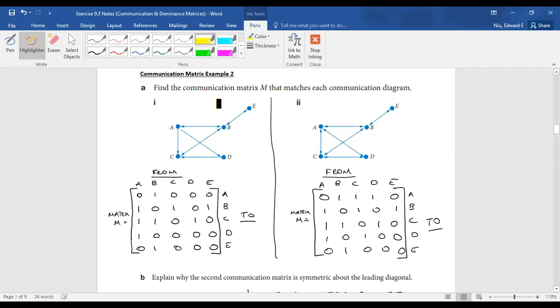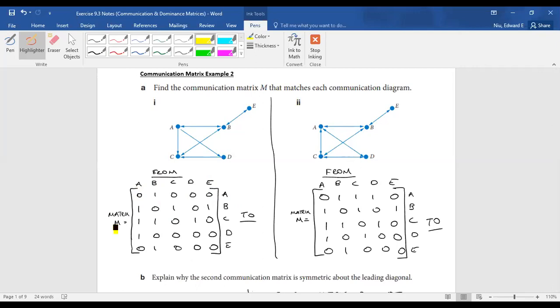So find the communication matrix M that matches each communication diagram. So what I've done here is I've gone ahead and filled out the matrix for you like so. How we got these numbers, for example, the first part, is you've got to draw the structure. So the part up top is always going to be from. The part on the side is always going to be to. You want to make sure above your matrix block you have A, B, C, D, E, or however many nodes there are. And on the side you write matrix M, because the question here says find the communication matrix M. And that's important later on because we call this matrix M as a reference point.